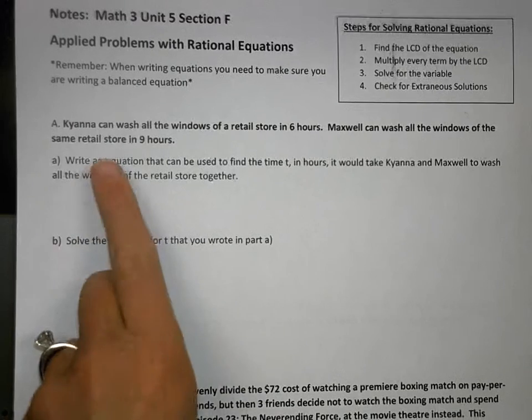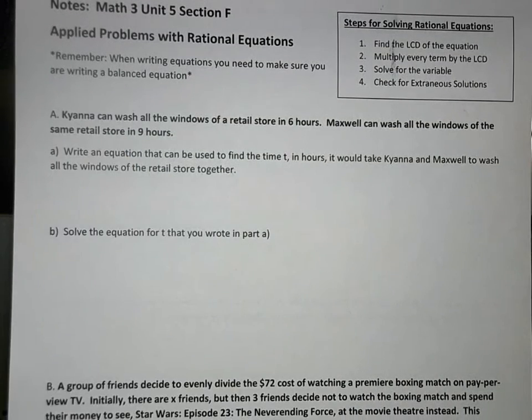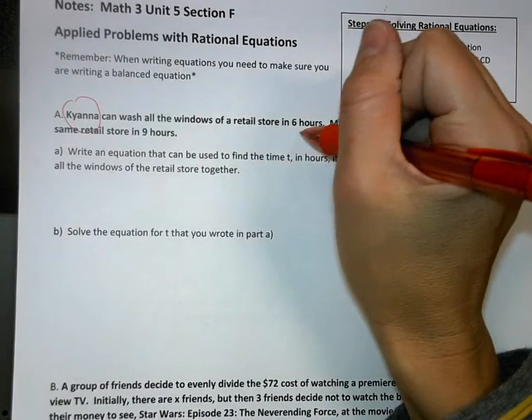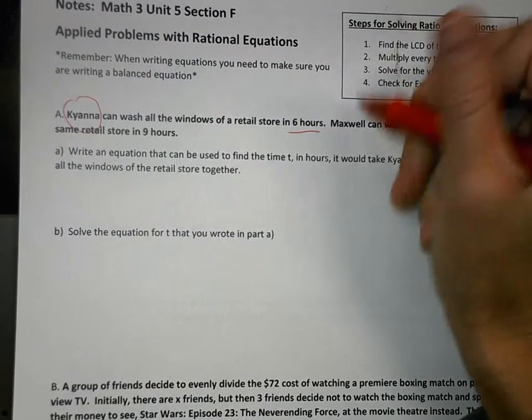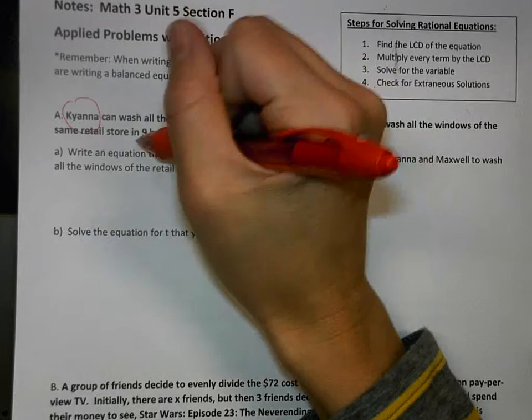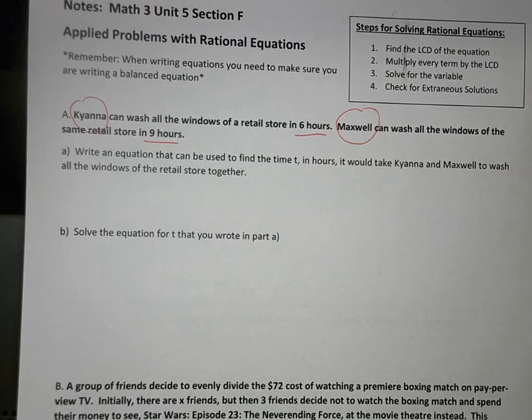Okay, so here's our problem. Kayana can wash all the windows of a retail store in 6 hours. So we have one person and she washes the windows in 6 hours. And then it says that Maxwell can wash all of the windows in the same retail store in 9 hours. Okay, so we have 2 people doing the same job, but it takes them different amounts of time. Okay, then it says write an equation that can be used to find the time t in hours it would take Kayana and Maxwell to wash all the windows of the retail store together.